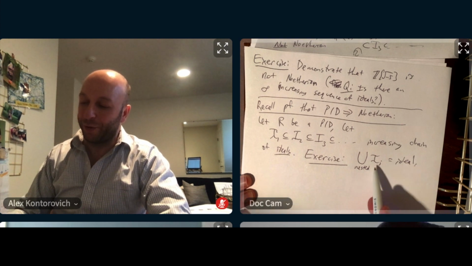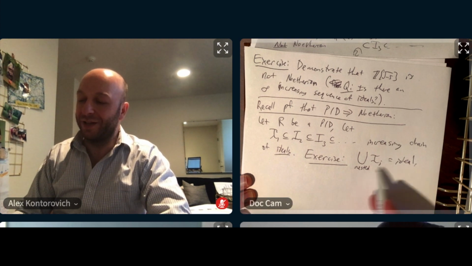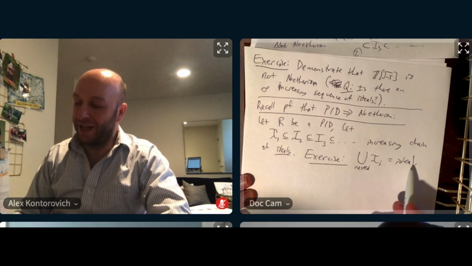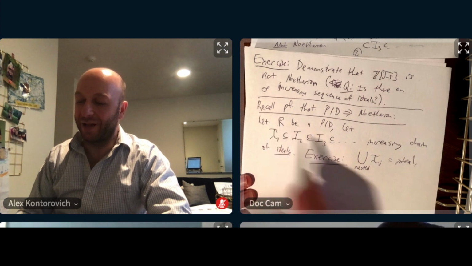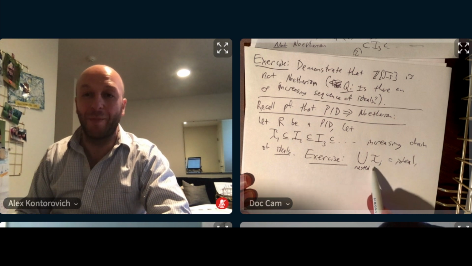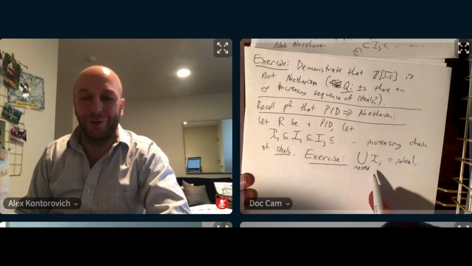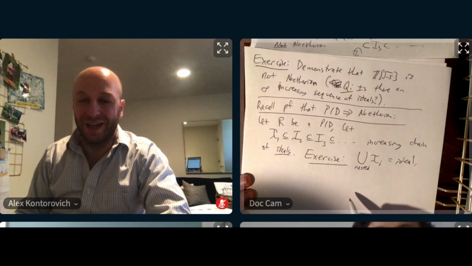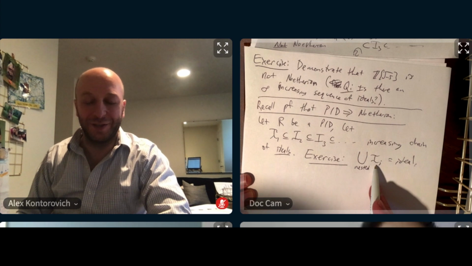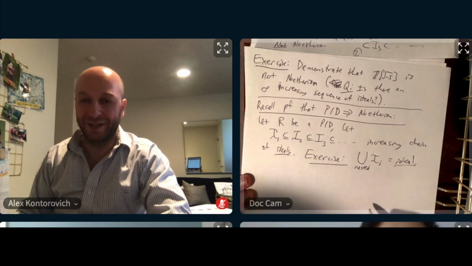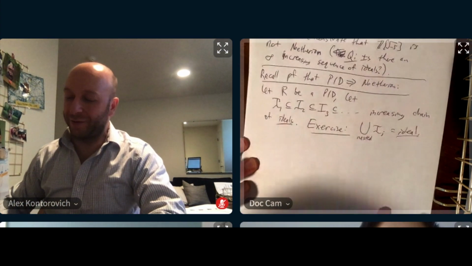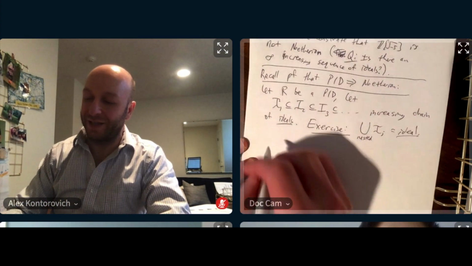So it's very simple. How do you check that it's an ideal? You need to know that the sum and difference of two things in here is in here, and that the product of anything by any element of R is in here. And you just check that, because if you have an element in the union, it has to be in one of the ideals. And since they're nested, you see that this makes an ideal. Just to see that this doesn't always have to be the case for non-nested ideals.